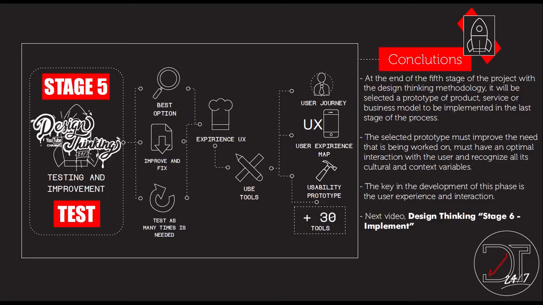As a conclusion, we can say that at the end of the fifth stage of the project with the design thinking methodology, a prototype of a product, service, or business model will be selected to be implemented in the last stage of the process. The selected prototype must improve the need that is being worked on, must have an optimal interaction with the user, and recognize all the cultural and contextual background and variables. The key in the development of this phase is the user experience and the interaction that the user develops with the product, service, or business model.